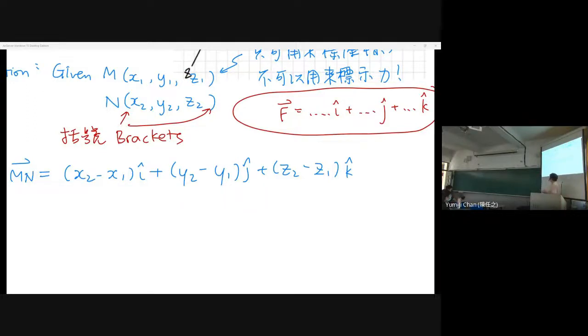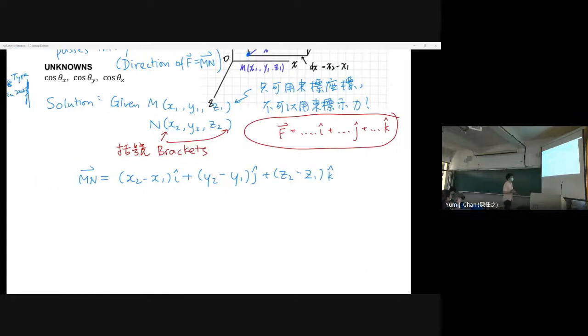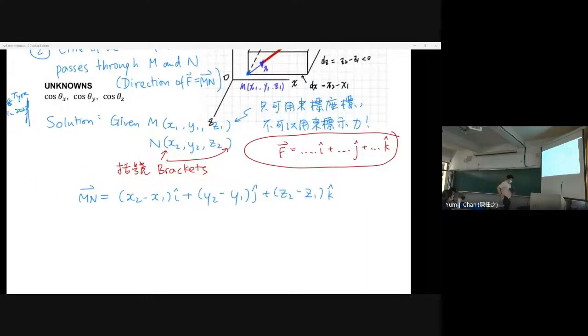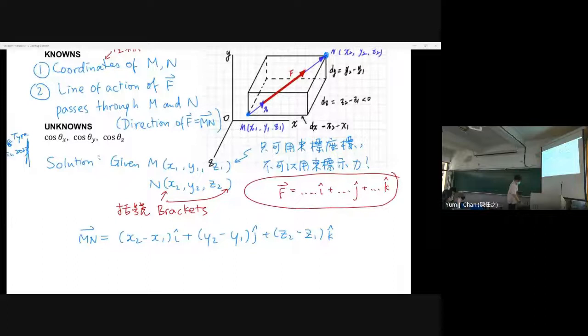Where did we stop on Tuesday? We stopped at here, in the middle of the page. In the middle of page 16.